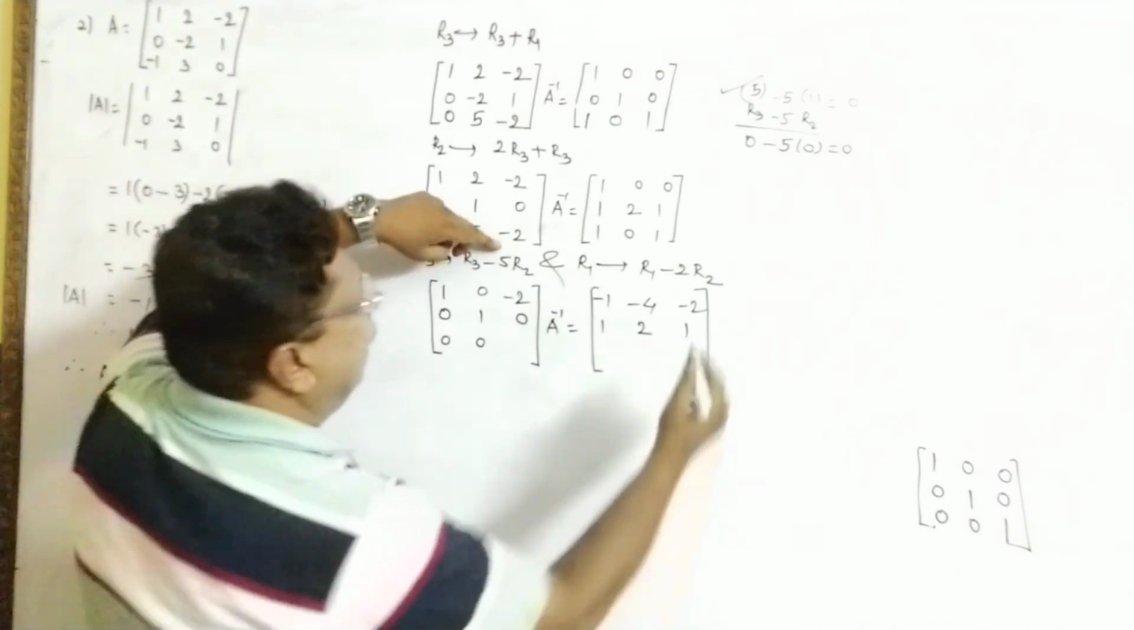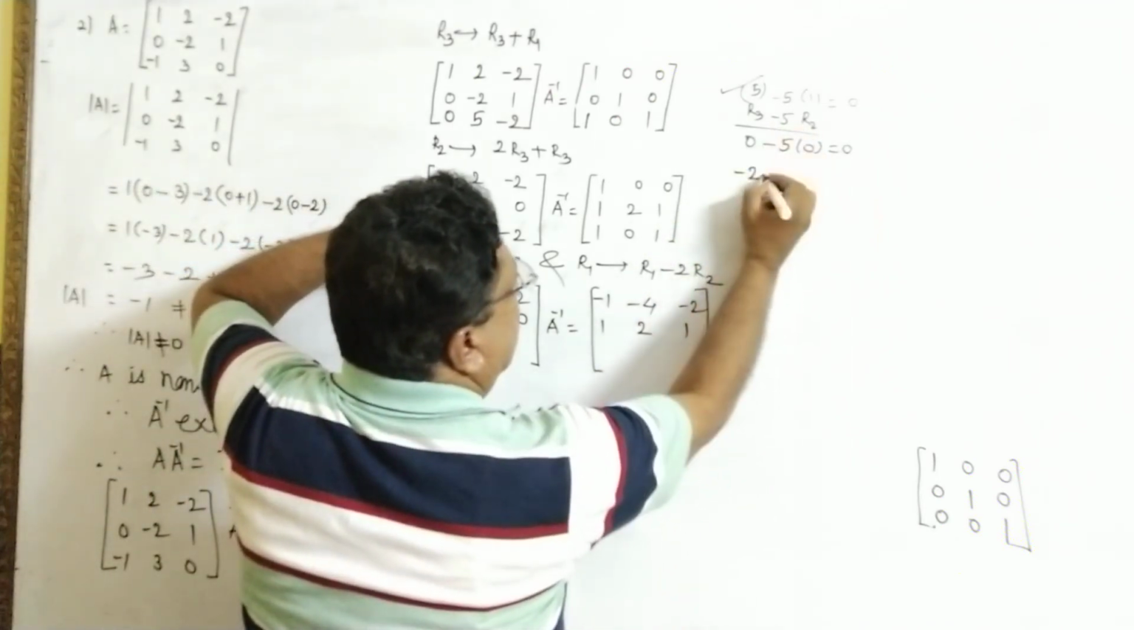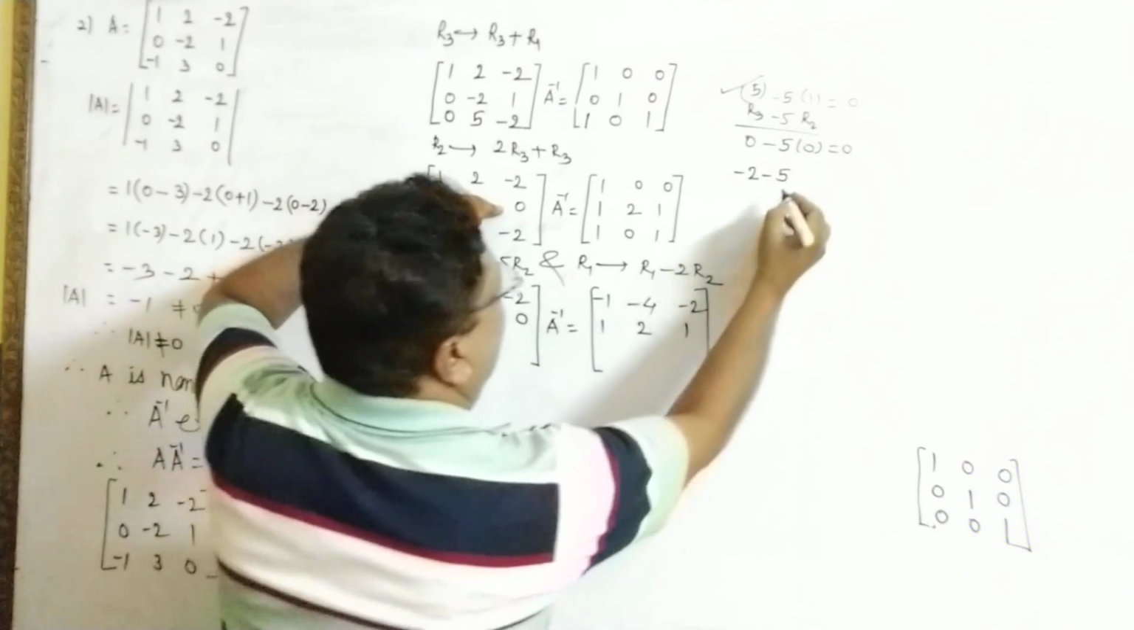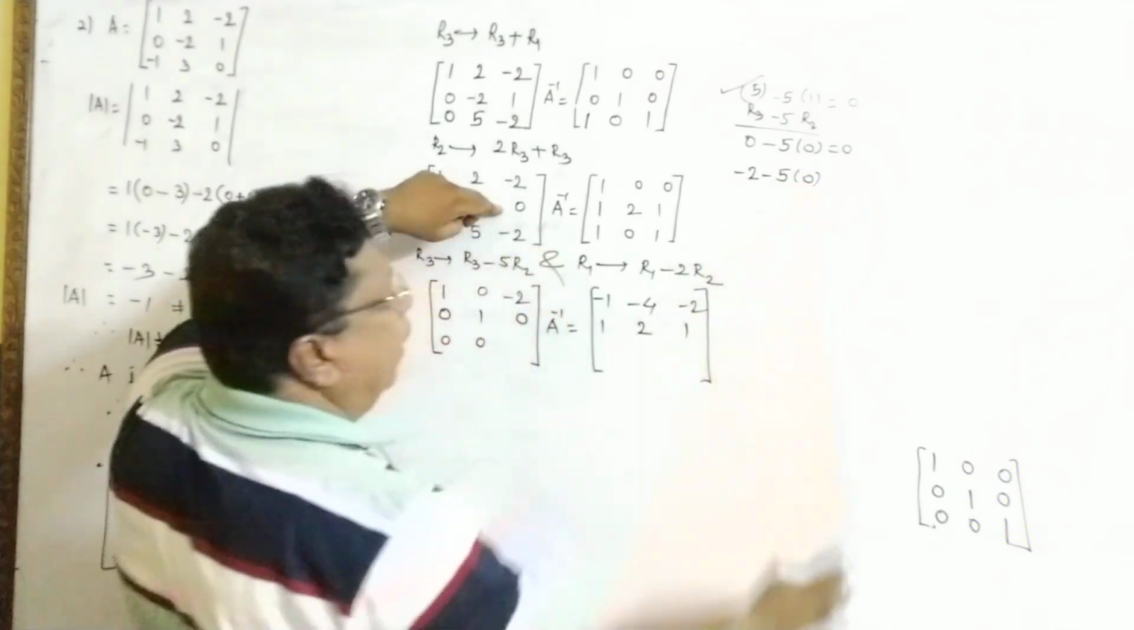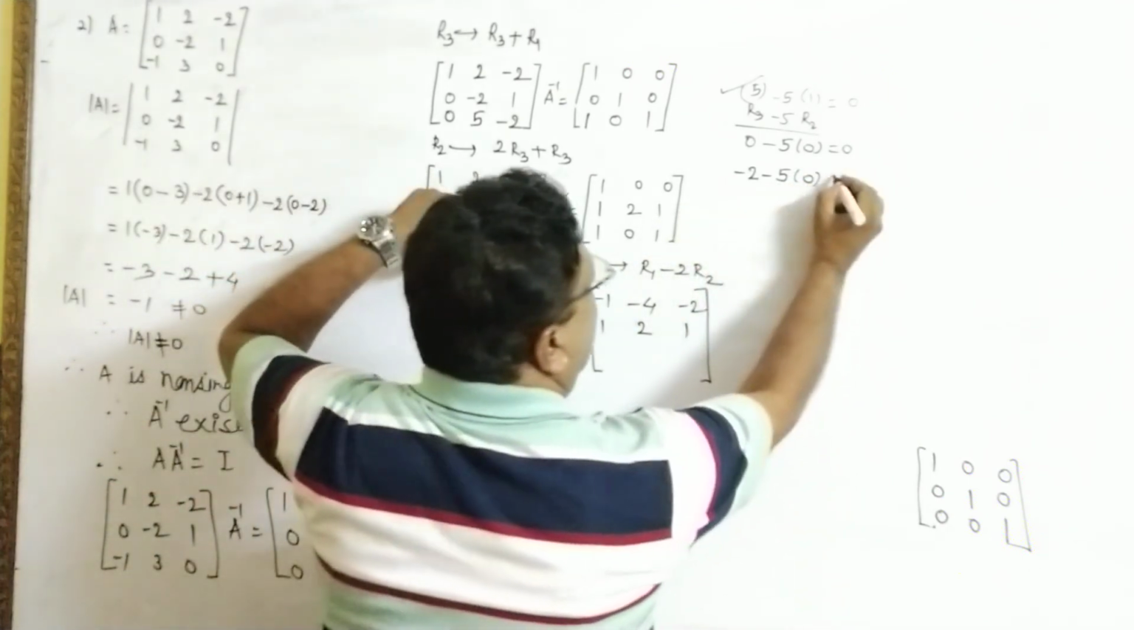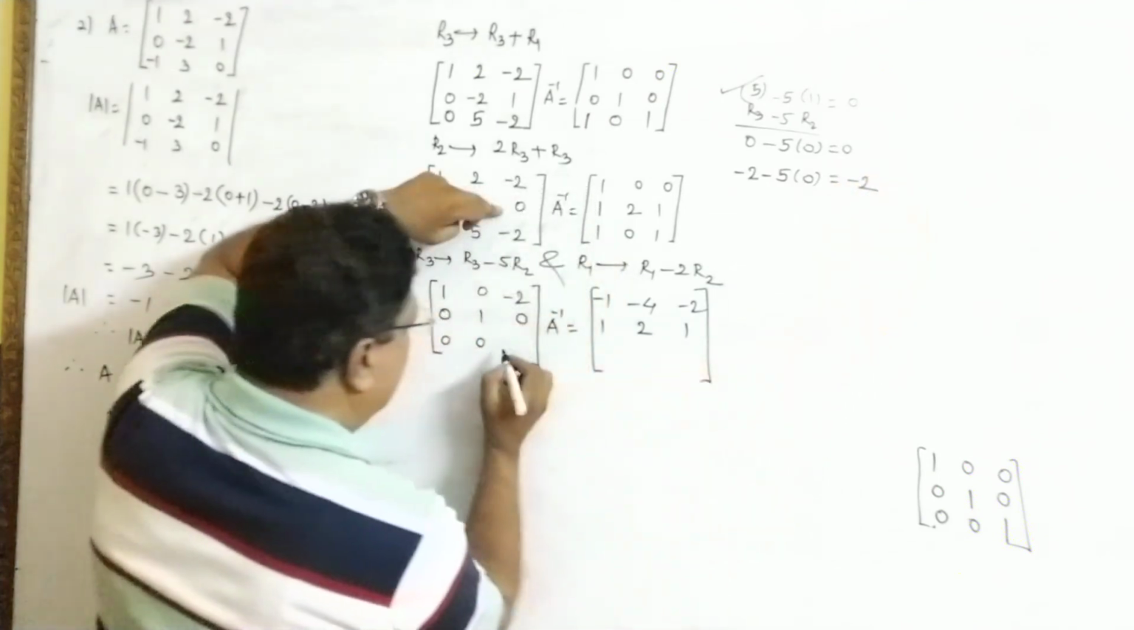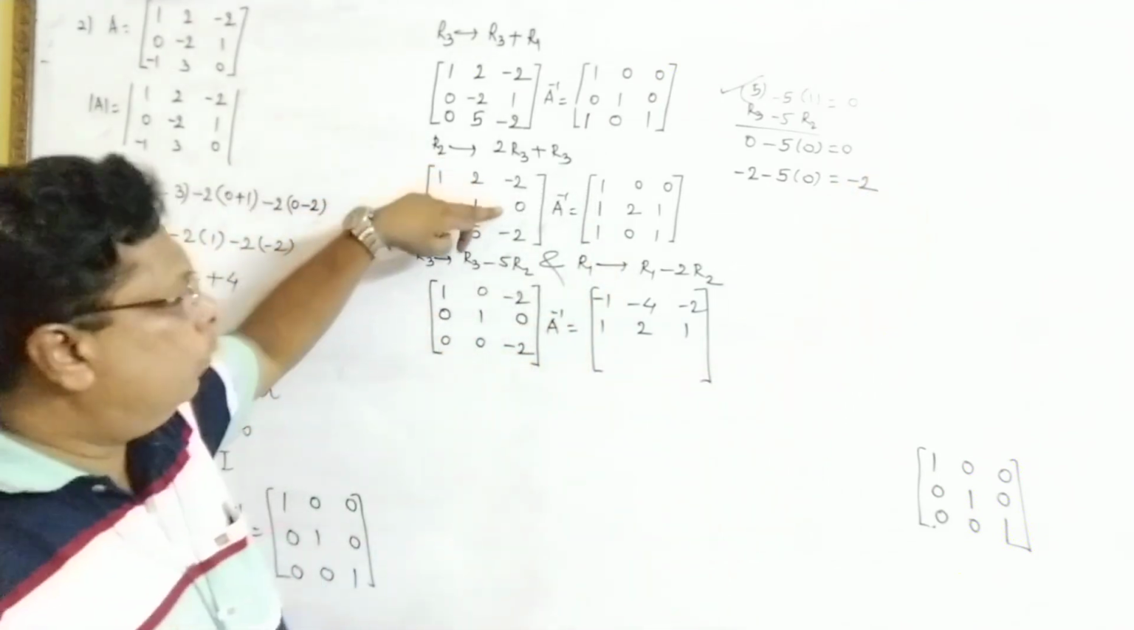Next element of R3 is minus 2. This minus 5, R2 is 0. Minus 5 into 0 is 0. Minus 2 minus 0 is minus 2. So this element is minus 2.